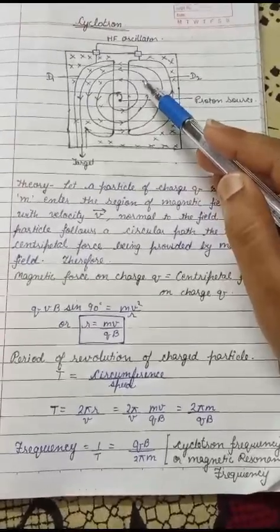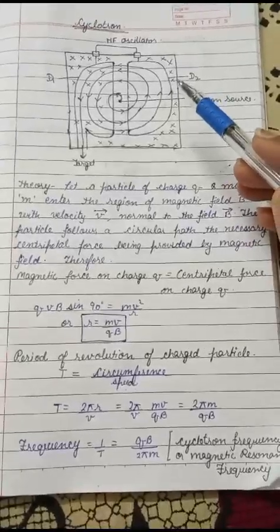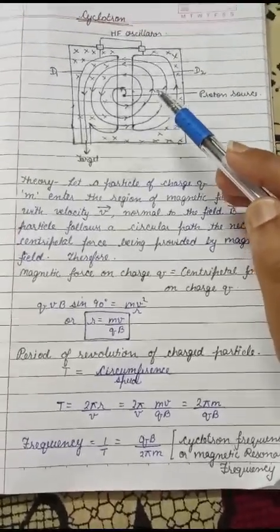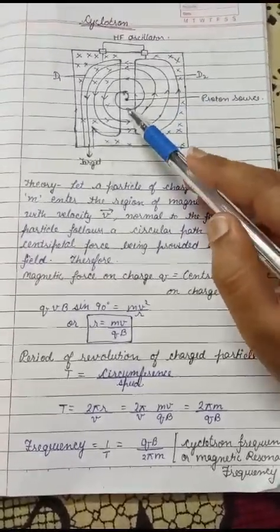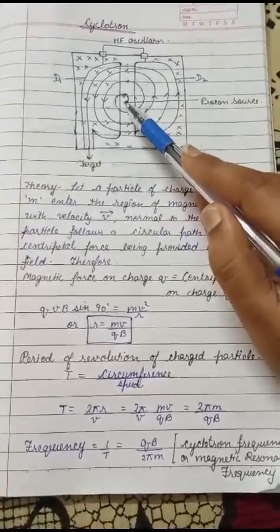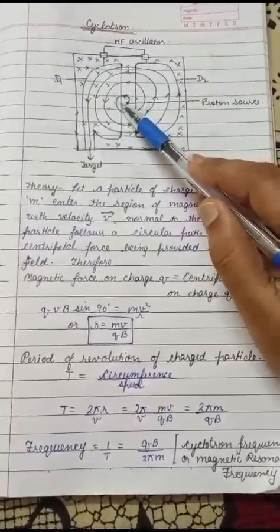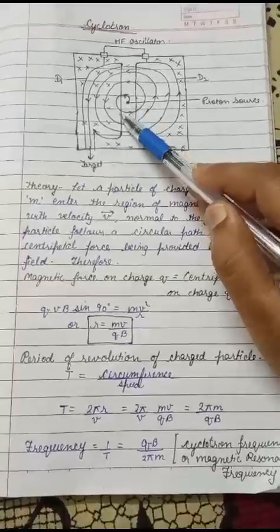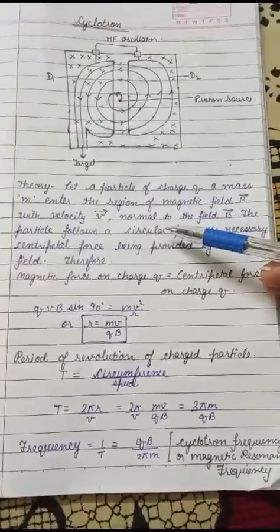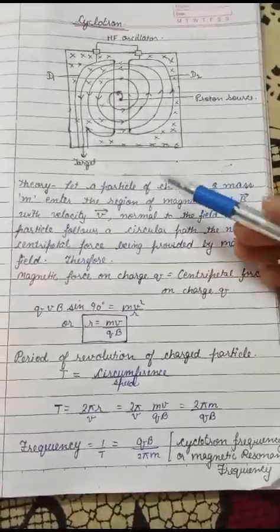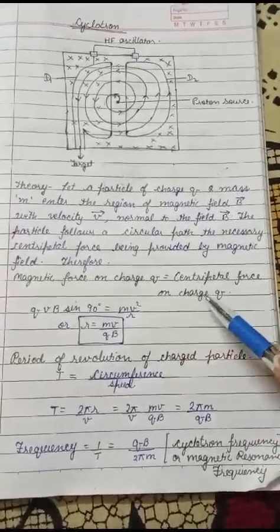As you know, the magnetic field does not change the kinetic energy of the particle. It only deals with the direction in which the moving particle will move. So this magnetic field just moves the charged particle in a circular motion. The work done by this magnetic field is the same as that of centripetal force. So the magnetic force on charge q should be equal to the centripetal force on charge q.